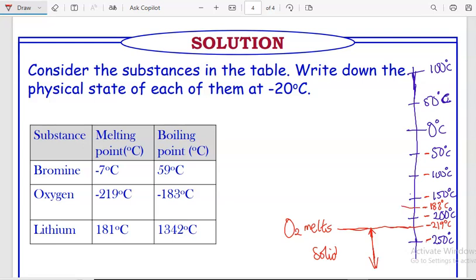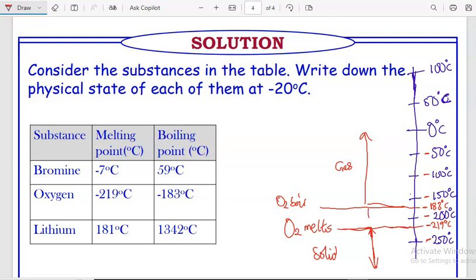So at this temperature, oxygen boils. Once oxygen boils, it becomes a gas, right? So from here up, oxygen is a gas. All right. Now, oxygen is a solid until it melts at this temperature. Once it melts, it becomes a liquid.